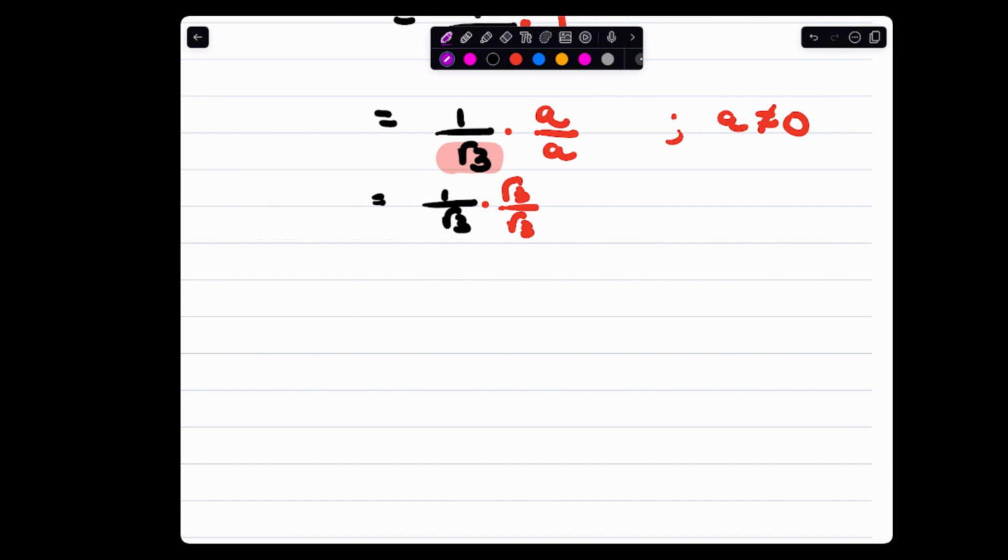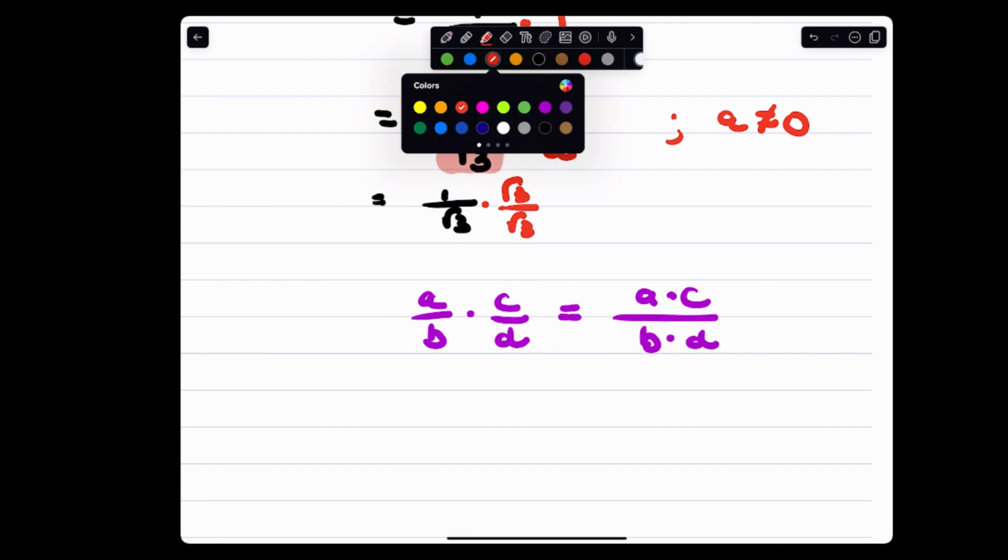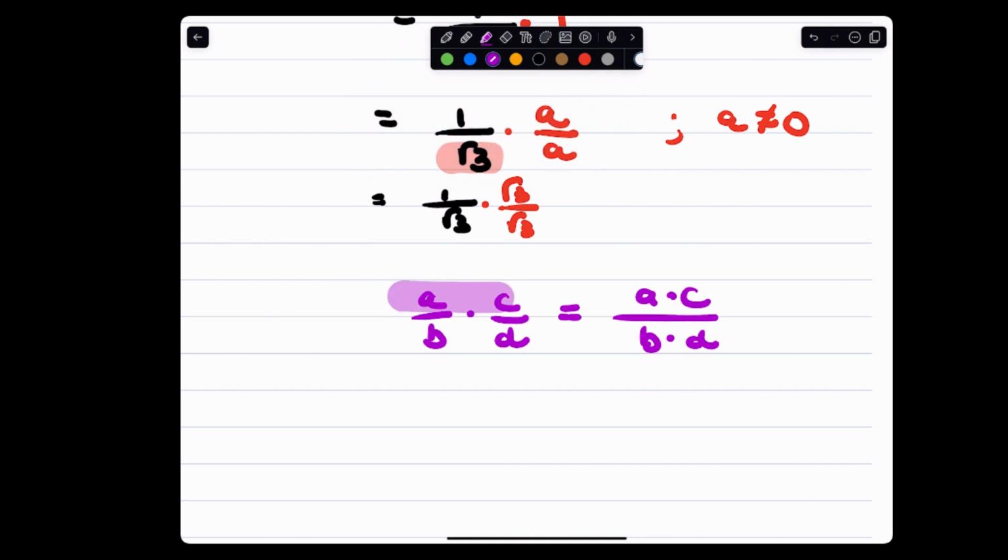And then I'm going to give you guys a little algorithm here. A over B times C over D. What do you guys know that equals? That's going to be A times C over B times D. And you might say, well, what is this? This is how we multiply fractions.